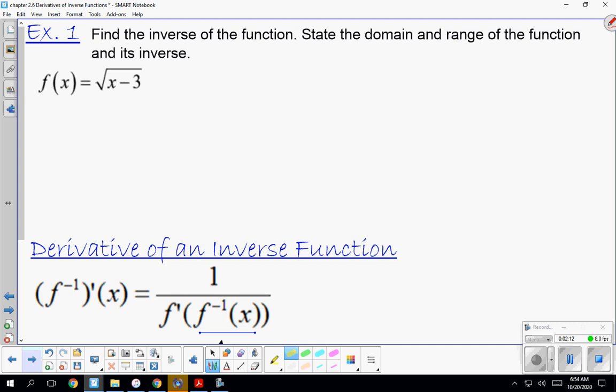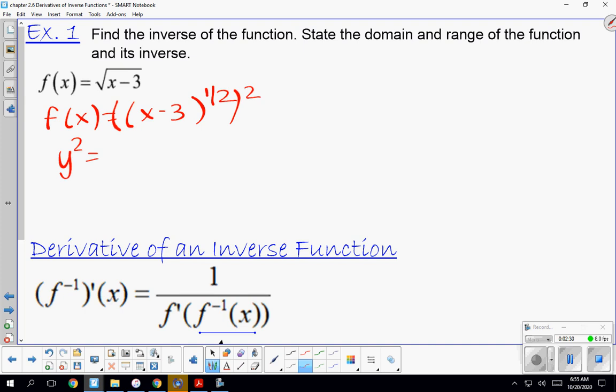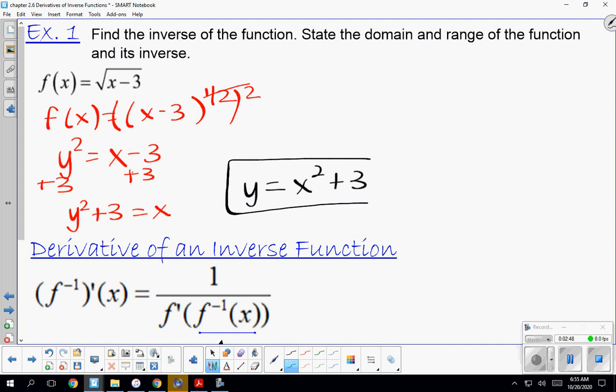So first example, we're going to find the inverse and state the domain and the range. Again, we just solve for x. If I had f of x equals (x minus 3) to the 1/2 power, I have to get x by itself. So I'm going to have to square both sides. Over here, I'm going to call this y. So I'm going to have y squared, and if I square this, that's going to cancel the 1/2. So I'm left with x minus 3. Lastly, I can add 3 to both sides, and I see that y squared plus 3 equals x. Then I just switch the x and the y. So my new function is y equals x squared plus 3. This is my inverse function.